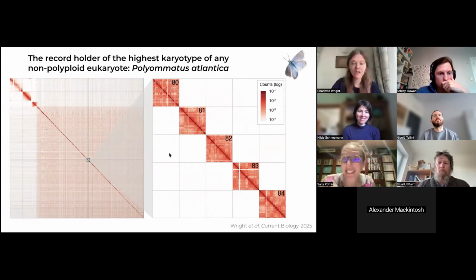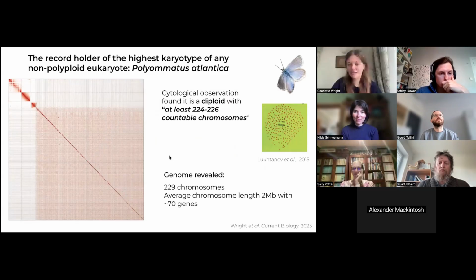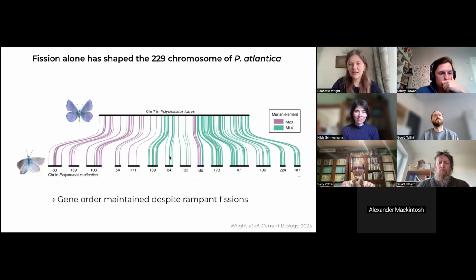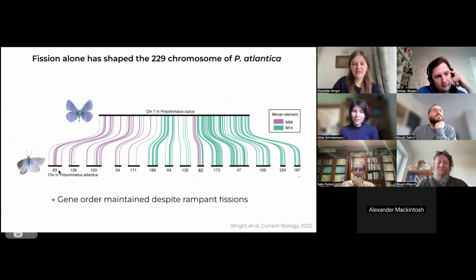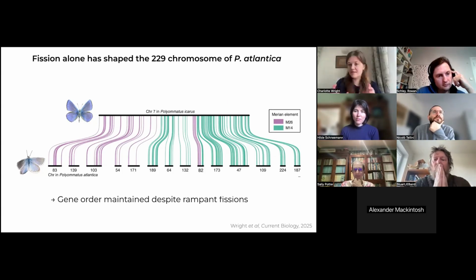Okay, so now we have the genome, we can ask, how did it evolve? And the answer is simply fission. So if you look at Polyommatus icarus, which is a close relative with your standard 23, 24 chromosomes, and look at a single chromosome of it, you see that it is split into 14 in Polyommatus atlantica. So these lines are showing the trajectory of individual genes and how they compare between the two. And so we've ended up with 14. The two colors are different ancestral linkage groups, and it shows that you still have very maintained gene order despite the fissions.